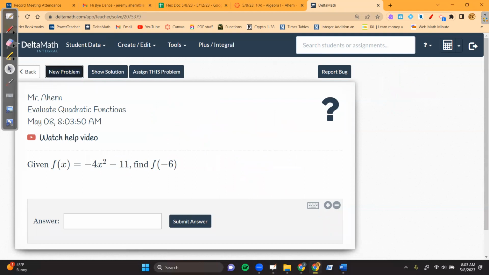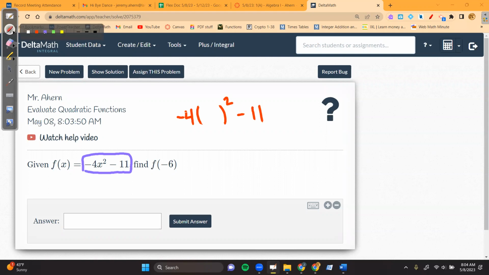Let's do another one. So this one, again, the function rule is what's in my purple box. That is the law of this particular land. And it says to do -4 times input squared minus 11. And my input is -6.